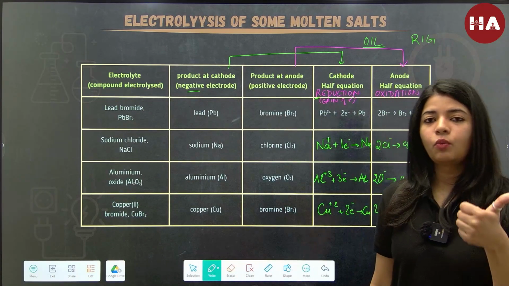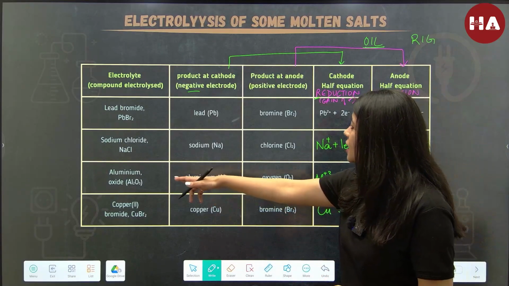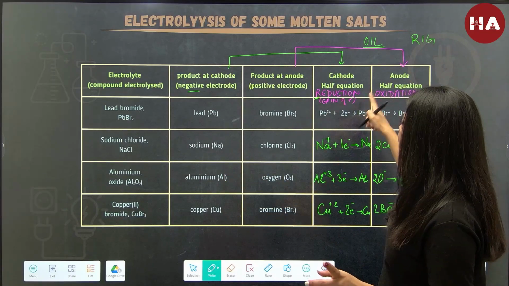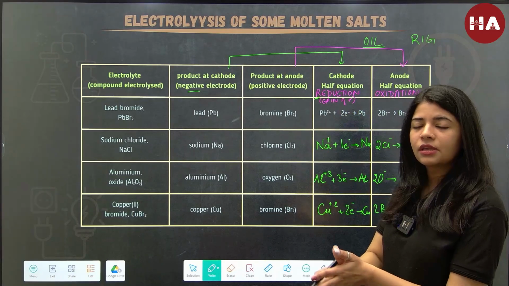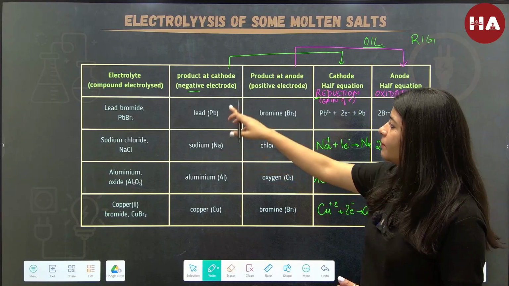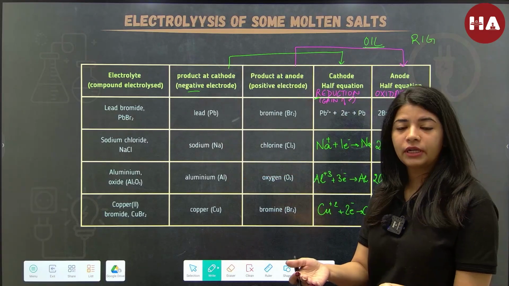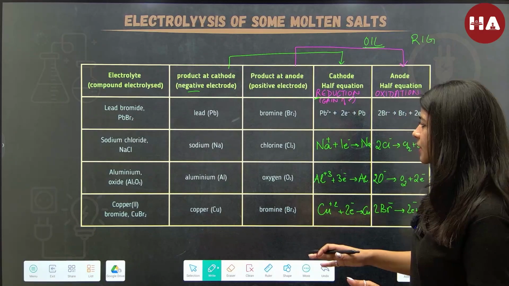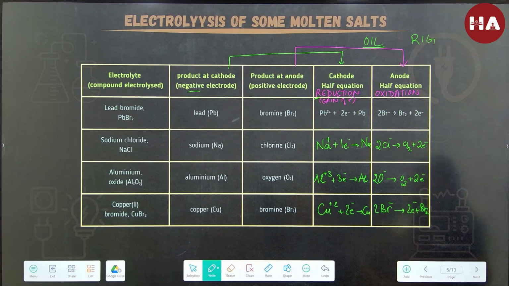Again, I am summarizing it one more time for you. If there is a metal or hydrogen, then it will always be found at the cathode. And what will happen at the cathode? At the cathode, reduction takes place. What is reduction? Gain of electrons. So metals or hydrogen will gain electrons at the cathode. And what will happen with non-metals? Non-metals will go to the anode and oxidation will take place. What is oxidation? Oxidation is loss of electrons. I hope this is clear. Please take a minute and write this down. Okay, now let's move on.